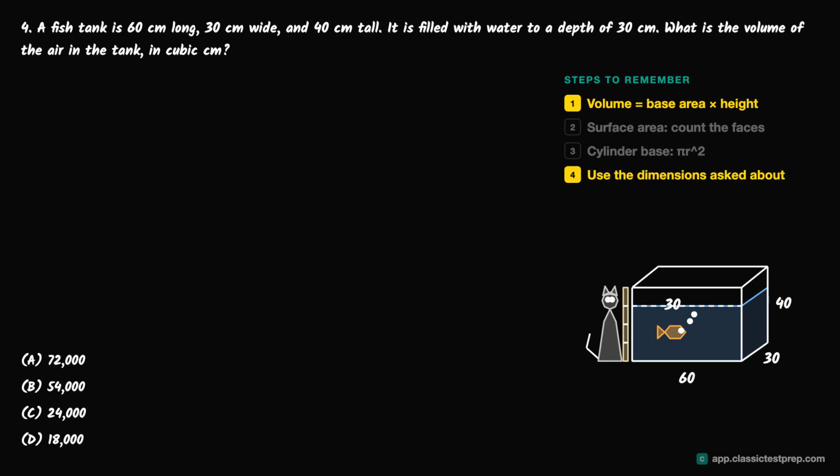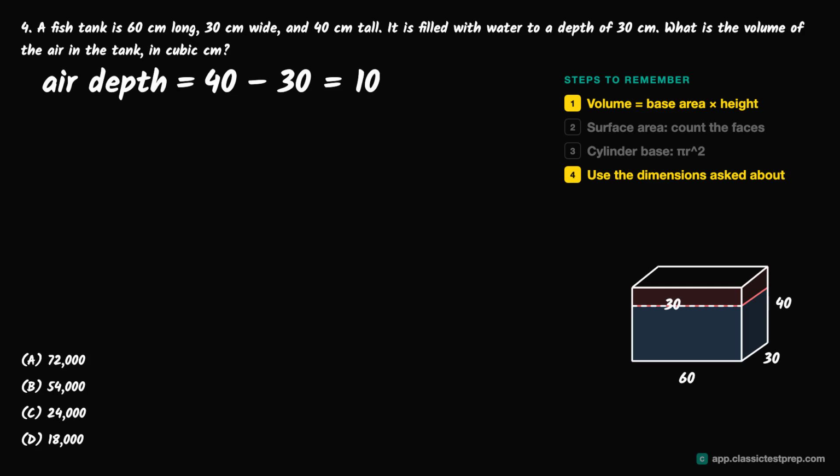We're actually dealing with 3 different depths here that we have to pay attention to. The tank itself is 40 centimeters tall, but the water only comes up to 30. And the question is actually asking you about that leftover space where the water doesn't reach in the tank. So let's make sure we're using the right dimensions that the question actually wants to know about. So the volume of air is 60 times 30 times, well, what? Well, it's the depth of the tank minus the depth of the water. That's going to give us the leftover space on top, which is 10 centimeters.